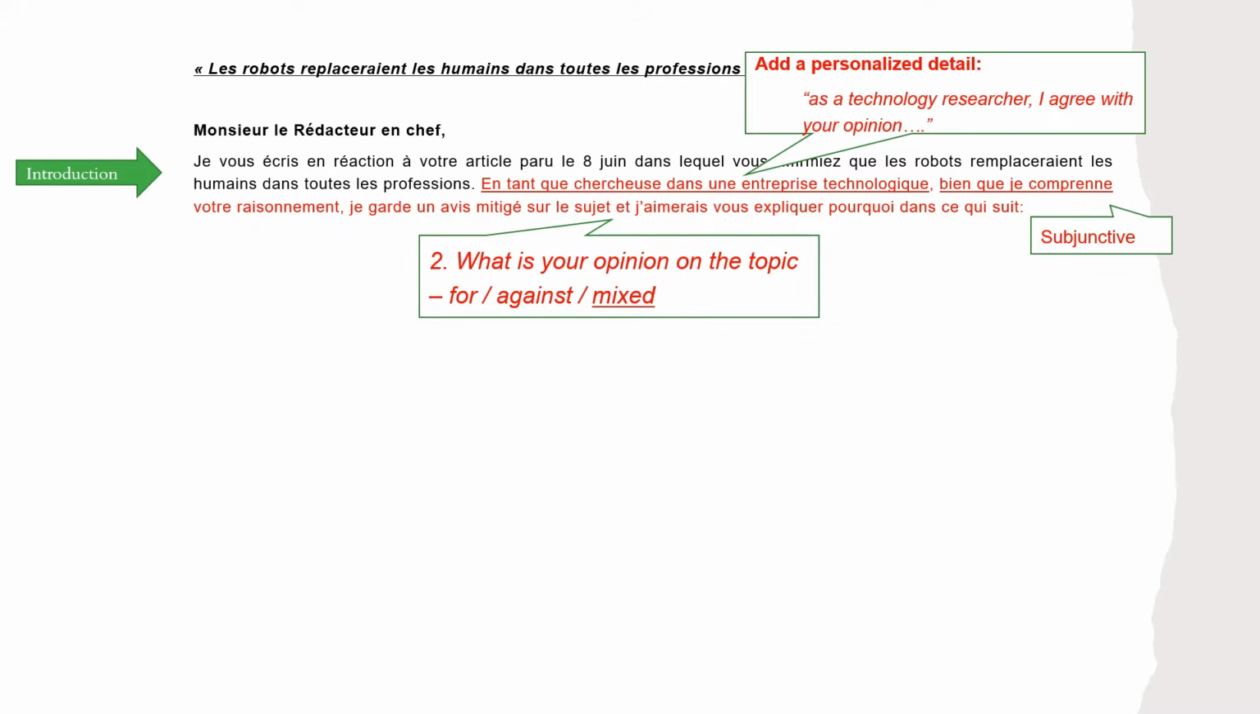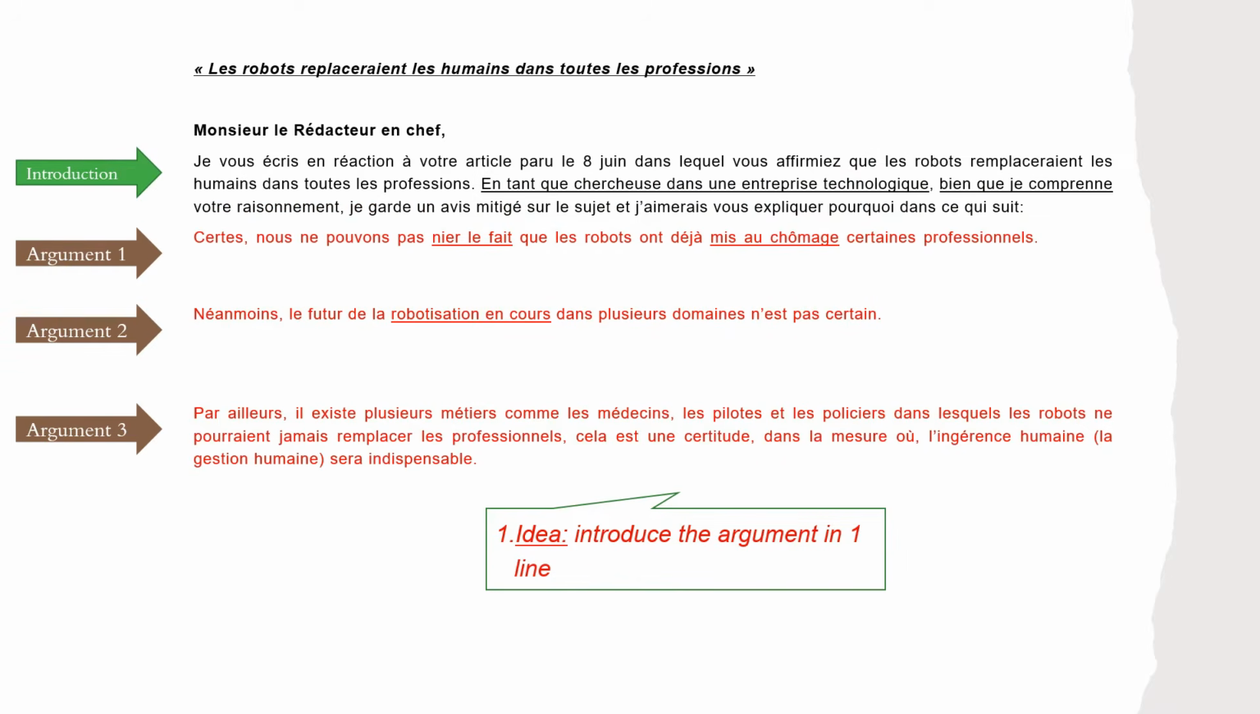So if you look at the first part, I've already talked about it. This is a personalized detail that I've added. But also, if you look at this part, bien que je comprenne, this is a subjunctive that I'm using. I'm using a subjunctive here only because it was natural to use it here, because I'm saying while I understand your reasoning. Otherwise, if it was not required, I would not force fit the subjunctive here, and I would rather keep it natural. Now let's look at the second part.